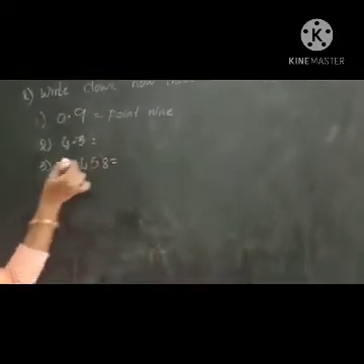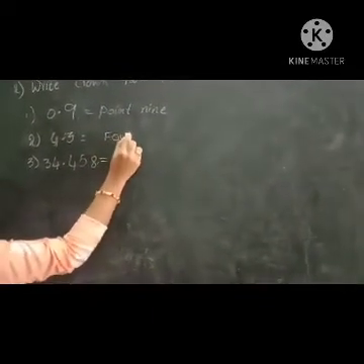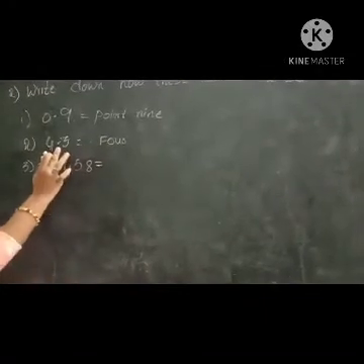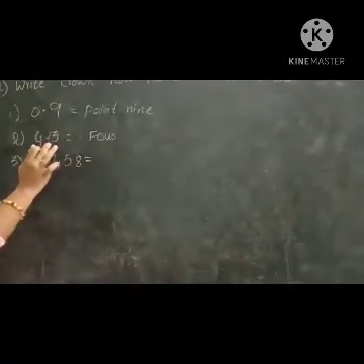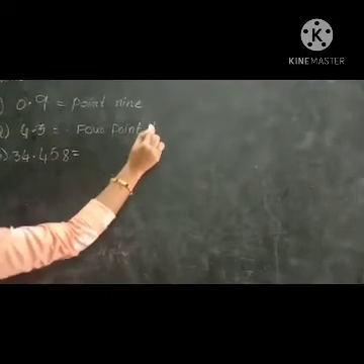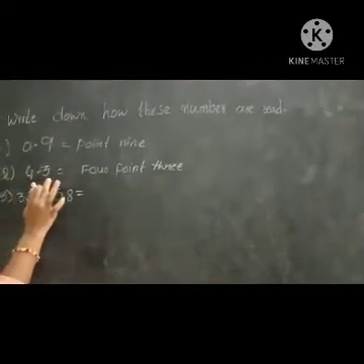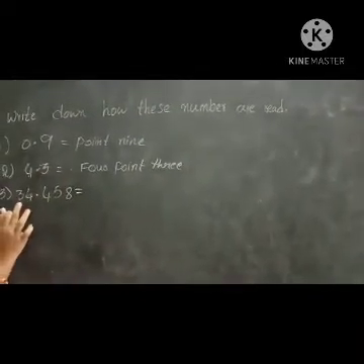See children, here the second one, 4.3. How will we write this one? Yes, first we have to write 4. Next, what is the number here? Decimal point is there, no? Write here the point. 4.3.